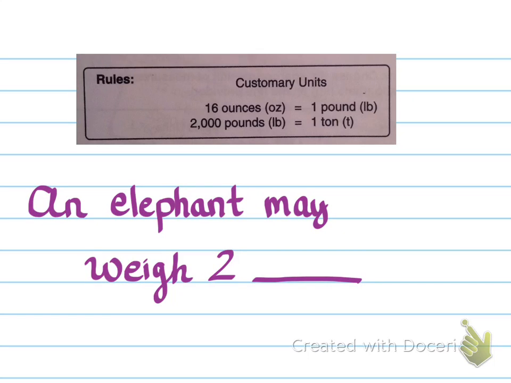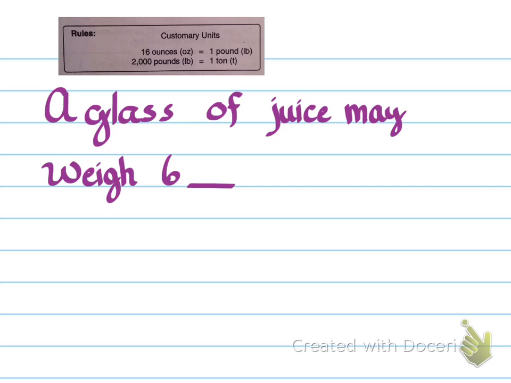Our first practice problem here. An elephant may weigh 2 ounces, 2 pounds, or 2 tons. Good job, 2 tons. Our next practice problem: a glass of juice may weigh 6 what? 6 ounces, 6 pounds, or 6 tons. Now it's a glass of juice, it's not a container of juice. You're right, it is 6 ounces. Good job.